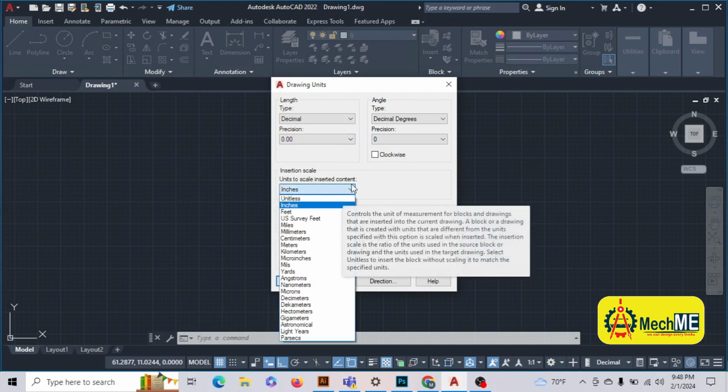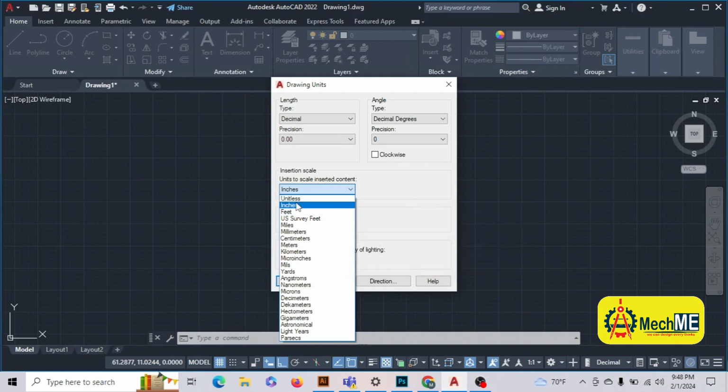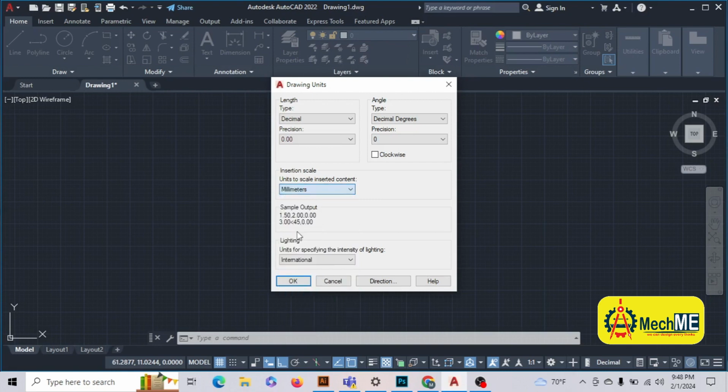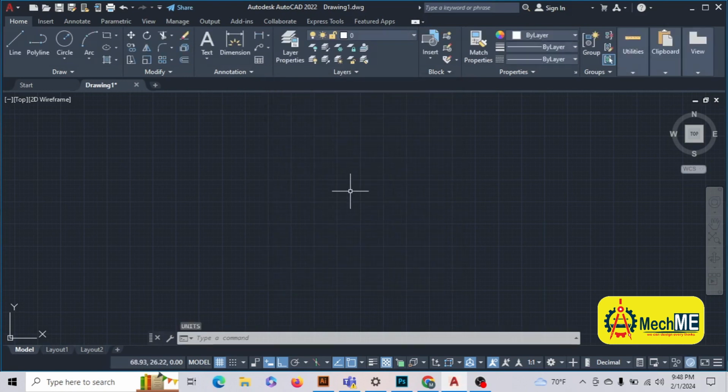We can use many kinds of units: inches, feet, US survey feet, miles, millimeters. But we recommend in mechanical drawing, we use the millimeters. Okay, set the millimeters in the decimal also. Okay, that is the limit.